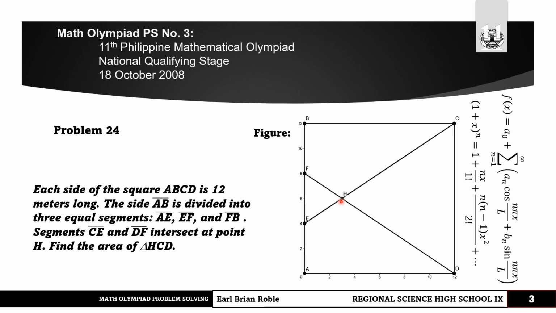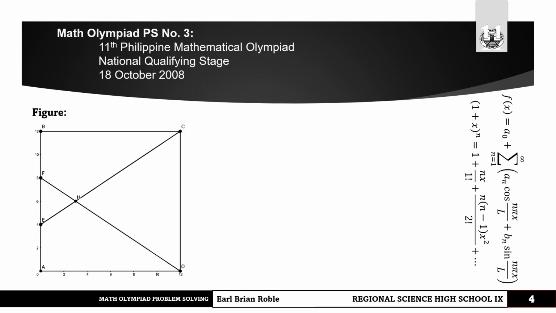So we already know that it's collinear with 6, so we can put its coordinate as 6. And let's have the step-by-step solution.